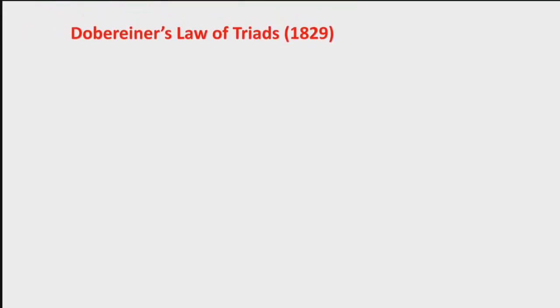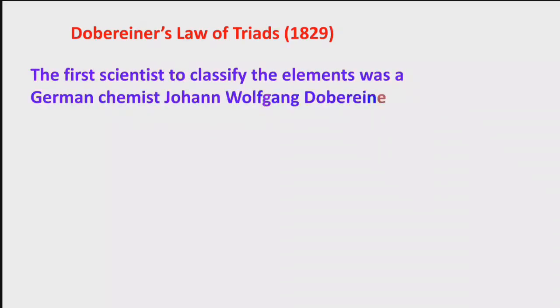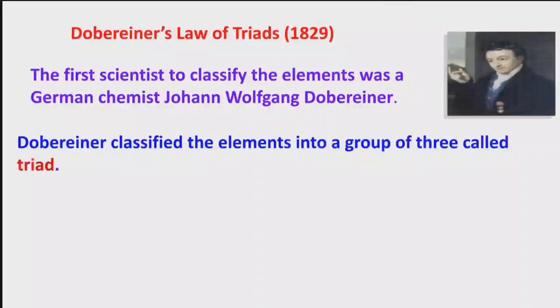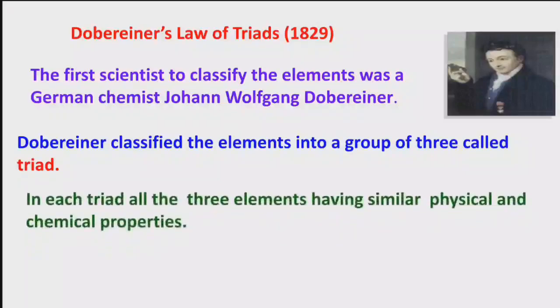In 1829, the first scientist to classify the elements was a German chemist, Johann Wolfgang Dobereiner. Here we can see Johann Wolfgang Dobereiner. Dobereiner classified the elements into groups of 3. It is called a triad. Tri means 3. Each group is called a triad.